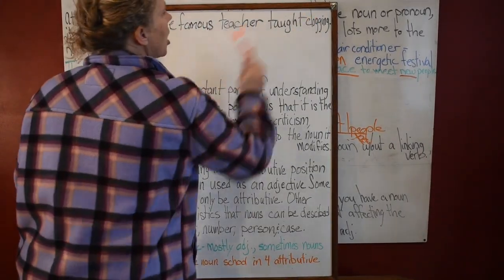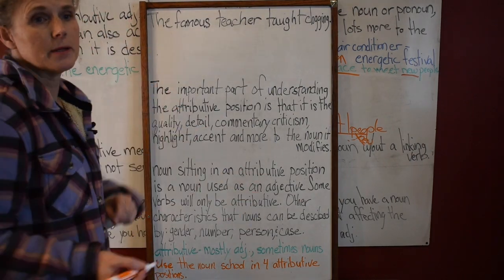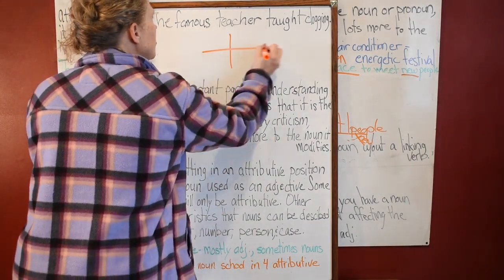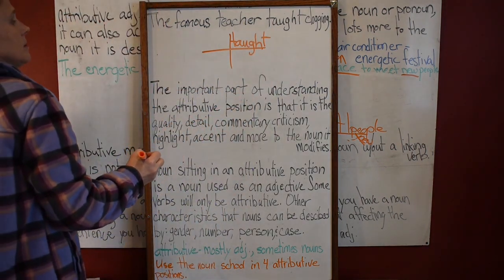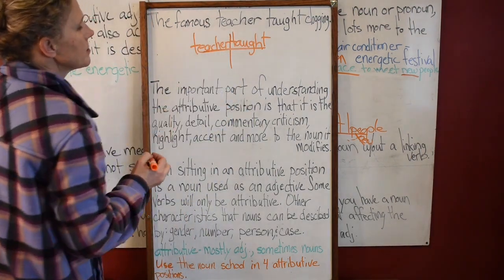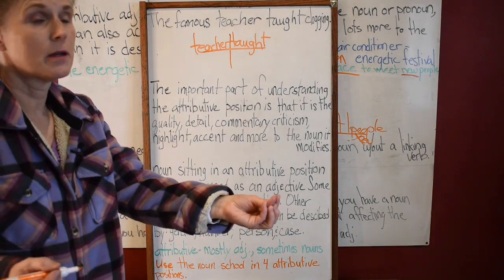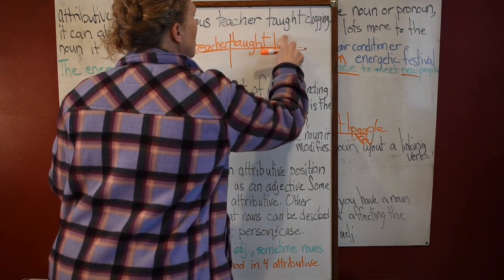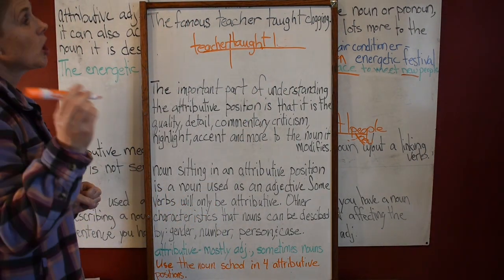So, the famous teacher taught clogging. This is actually really fun. I like this one. All right, what's your verb? Taught. Taught is your verb. Who taught? Teacher. The teacher taught. Okay, teacher taught. Now you have a direct object in this sentence. What's being taught? Clogging. Clogging is being taught. So, clogging. Oops, can't do it like that. What is this called? Clogging. It's called a gerund.